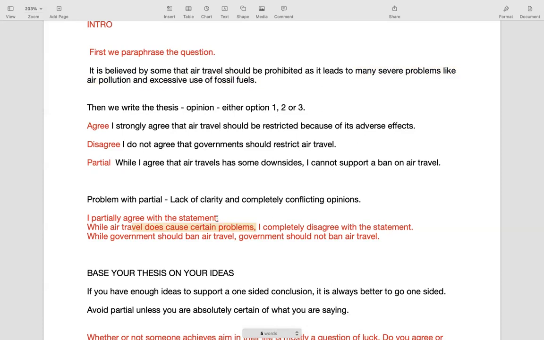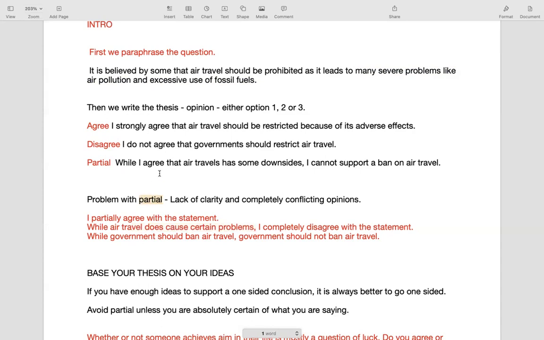What I mean to say here is you need to be absolutely clear in partial. What do you mean by partial? You cannot just say partial and let the examiner think what I meant by partial. When there is no clarity, you have to avoid partial. You need to be absolutely clear.